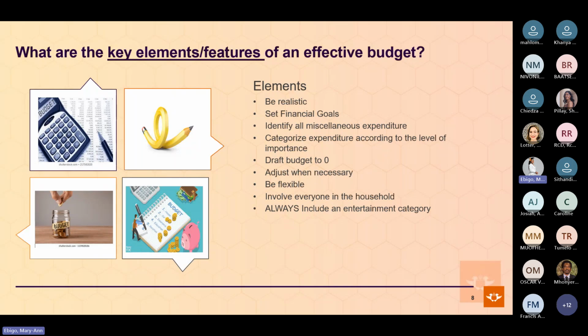It's important to also draft your budget to 0. The reason why you must draft your budget to 0 is because when you don't and you just leave the money, like you've seen that, okay, I have a surplus of 400 Rand, what you find is that you end up spending that 400 Rand on something that you could have avoided. So that's why it's important to draft your budget to 0. So account for every single Rand in terms of all the money that comes in. Adjust your budget when necessary and be flexible.